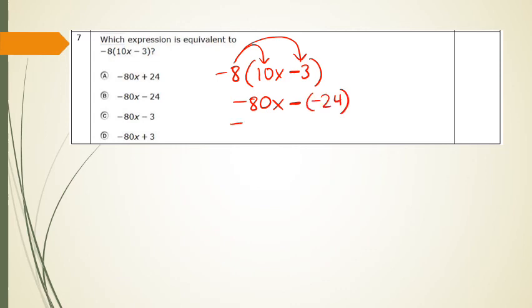I'm going to also notice here, though, that negative 80x minus a negative is going to turn into adding a positive. So I can also say this is negative 80x plus 24. And that would go with answer A. Take a moment and note if you had that correct.